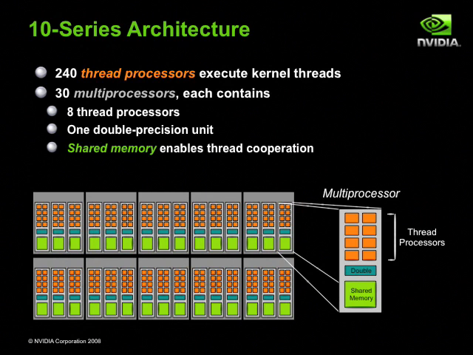Each multiprocessor performs computations in SIMT, or Single Instruction Multiple Thread fashion. SIMT is similar to SIMD, or Single Instruction Multiple Data, except that SIMT is a bit more flexible in that each thread is executed independently with its own instruction address and register state. SIMT enables programmers to write thread-level parallel code for independent scalar threads, as well as data parallel code for coordinated threads.